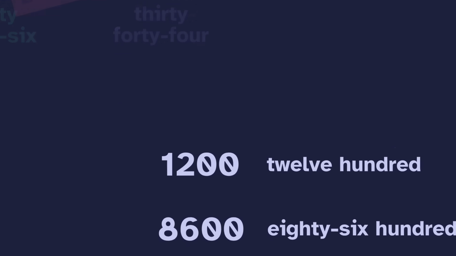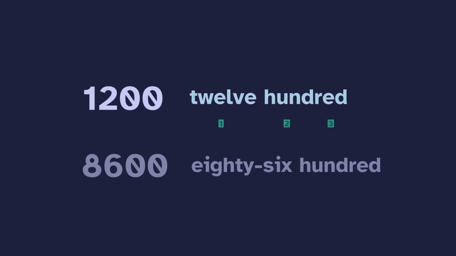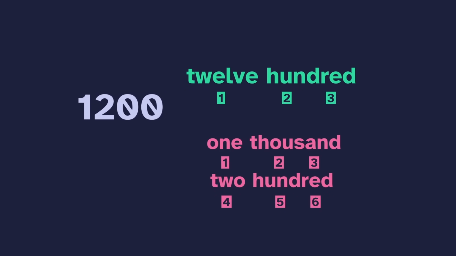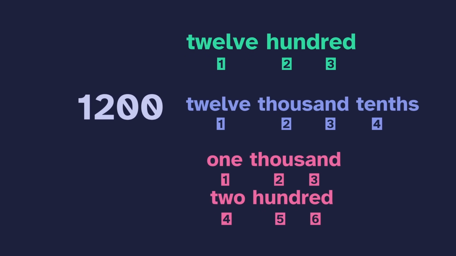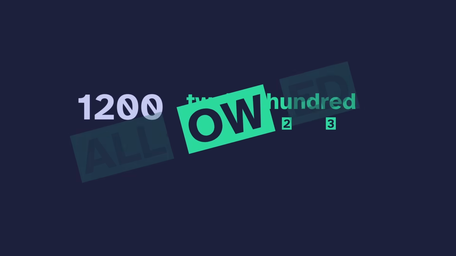No, we also had the idea of saying things like 12 hundred or 86 hundred. Yeah, that's a good idea. I think I'd always say 12 hundred instead of 1200. And sadly, it's even better than 12,000 tenths. So this naming by hundreds is ow! Whoa, are you okay? Yeah, I'm fine. Why? You said ow. Oh, ow is short for allowed.